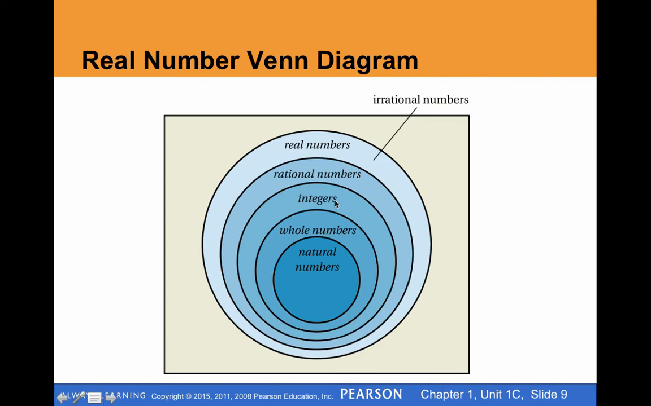Then integers. Integers have all the whole numbers and natural numbers, and then all their negatives. So integers can be like -3, -2, -1, 0, 1, 2, 3, etc. Then next is the rational numbers. These are numbers that can be expressed as fractions. So like 2/3 or 1/7, or even just the number 4 is a rational number because you can express it as a fraction of integers, 4 over 1. So now we're picking up all the fractions and decimals.